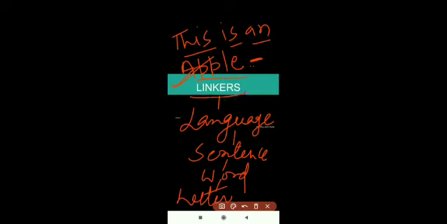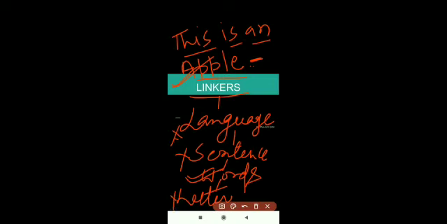Now the next thing is, what comes to our mind? Can we say that linkers are language? No, linkers are not a language. Are linkers sentences? No, it is not a type of sentence. Are linkers words? Yes, we can say linkers are words. But how? We will learn in the next part. But this time we have to know what linkers are. Are linkers letters? No.